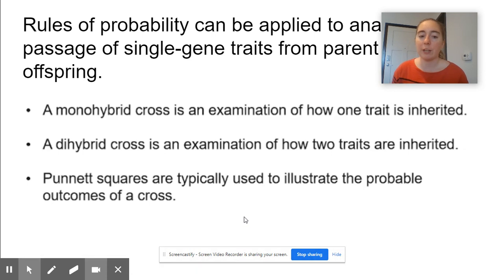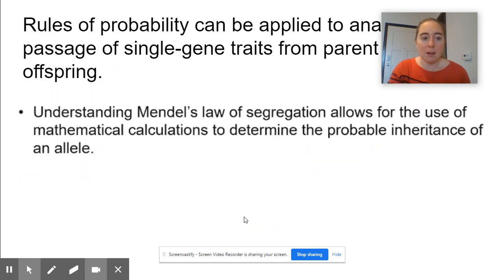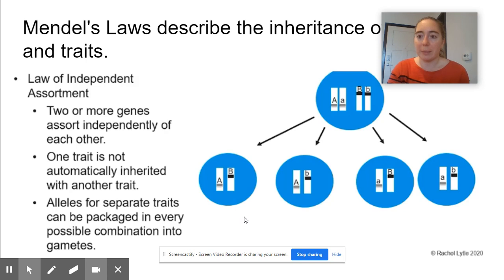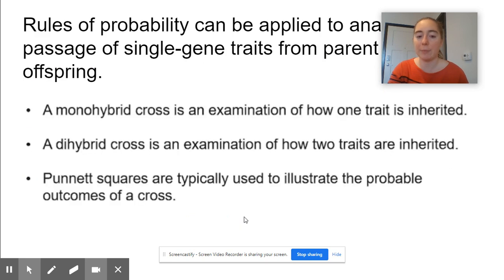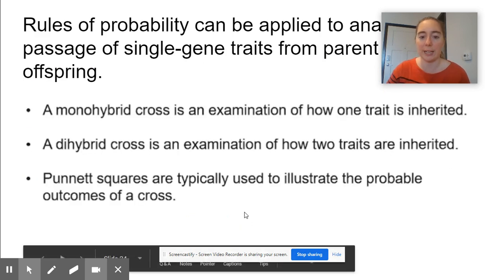So a monohybrid cross, which is just the basic Punnett square that you've learned before, is an examination of how one trait is inherited. A dihybrid cross is an examination of how two traits are inherited. So that goes back to when we looked at the law of independent assortment. You are going to see here that we have two traits. When we are doing a dihybrid cross, we're looking at two traits. A monohybrid cross is only one trait.